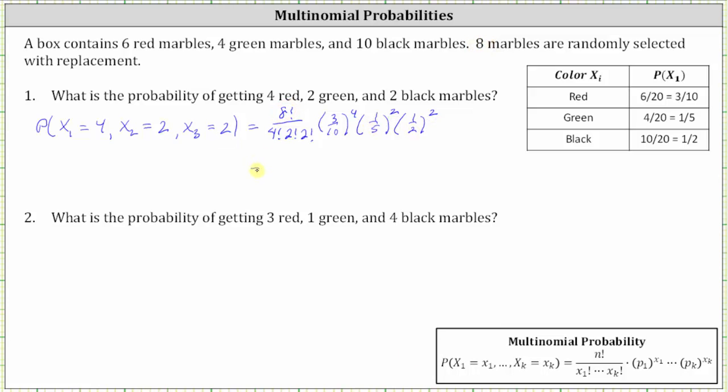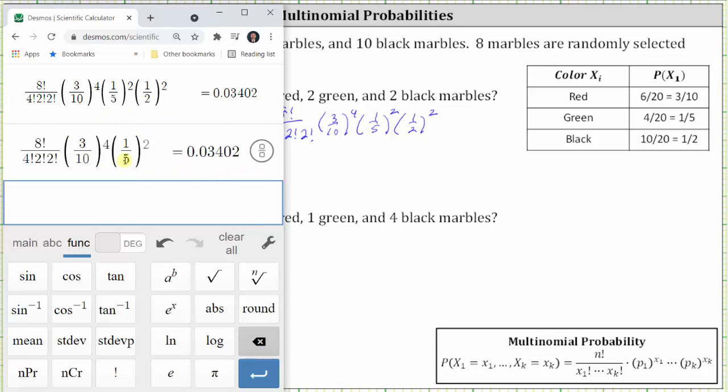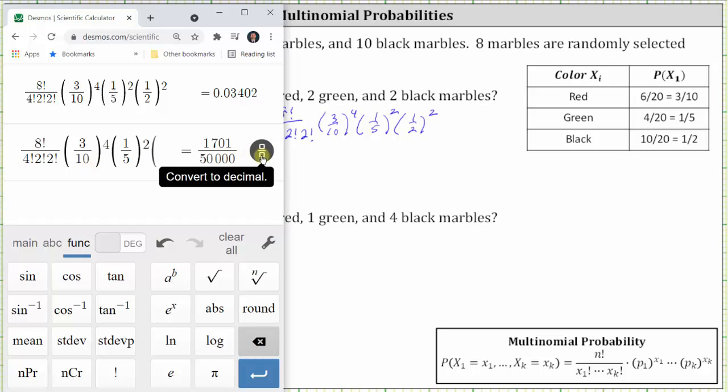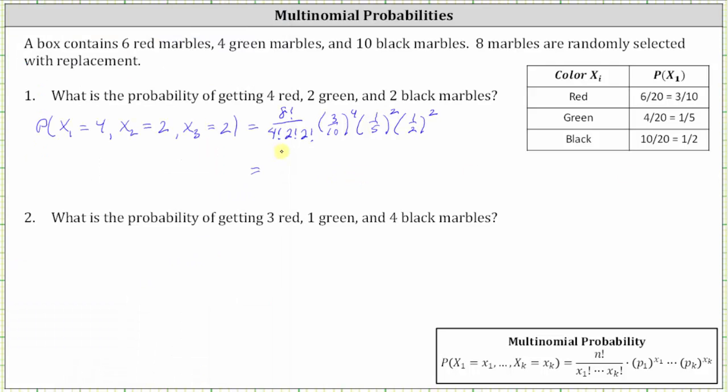Let's go ahead and evaluate this on the calculator. Notice on the right we have a decimal. If we want the exact value as a fraction, we simply click Convert to Fraction. I'm going to go ahead and record the fraction as well as the decimal. Which as a percentage would be 3.402%. To convert a decimal to a percent, we multiply by 100, add a percent sign.